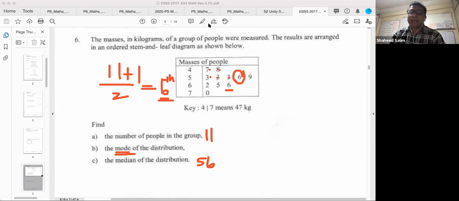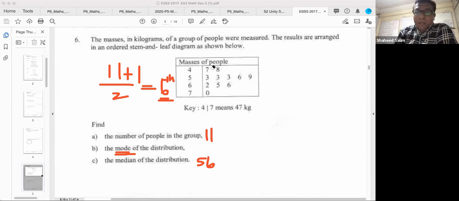Mode means highest occurring. Which weight is the highest occurring one? You can type in. You cannot just give one number down here. 59? No, 59 is only one person of 59. You must get it again.